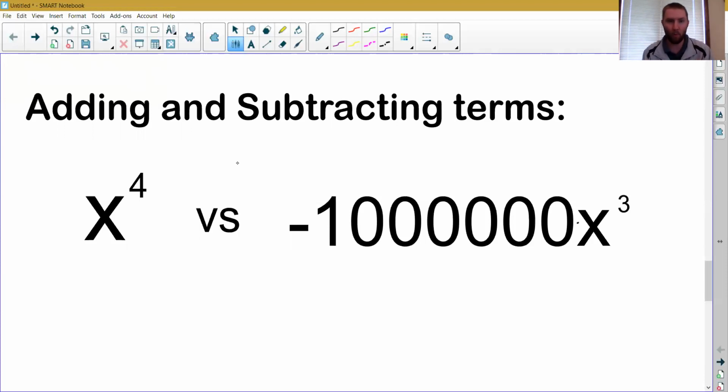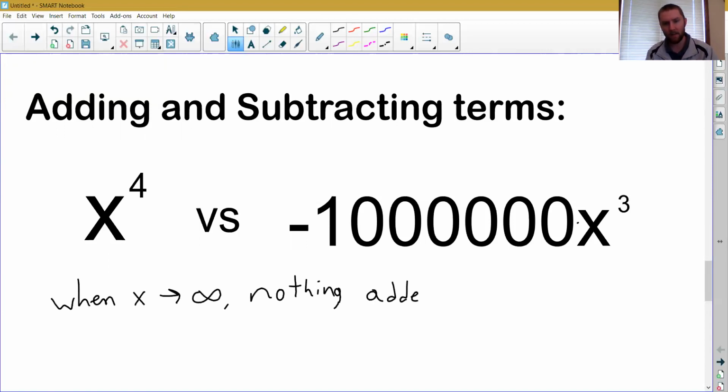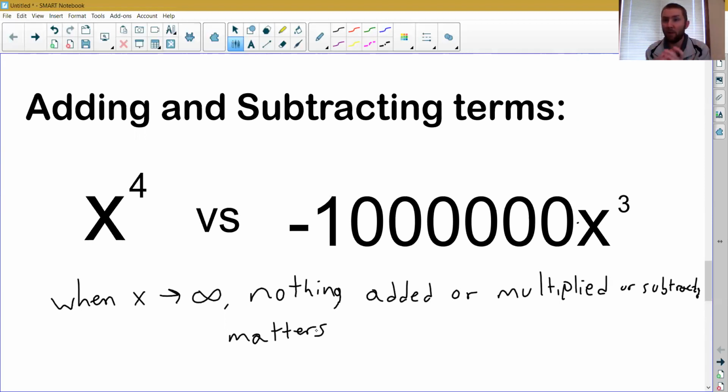And that brings up an important point. When x approaches infinity, nothing added or multiplied or subtracted or anything else, right? Added or multiplied or subtracted matters. Okay? Nothing matters besides the actual function itself, okay?